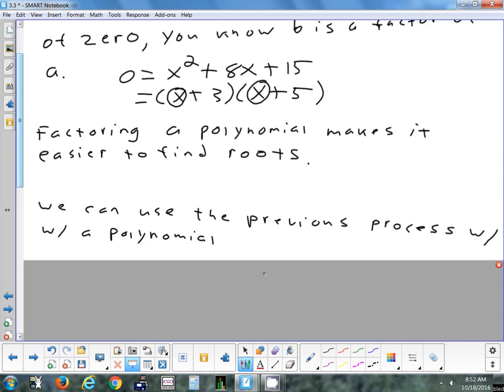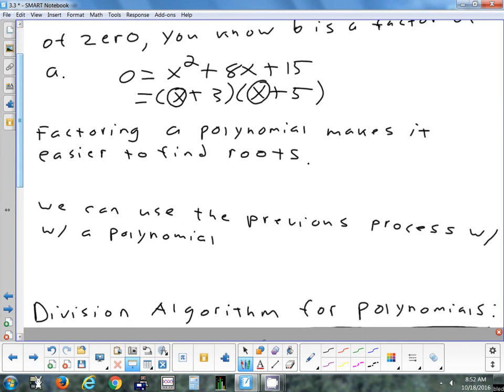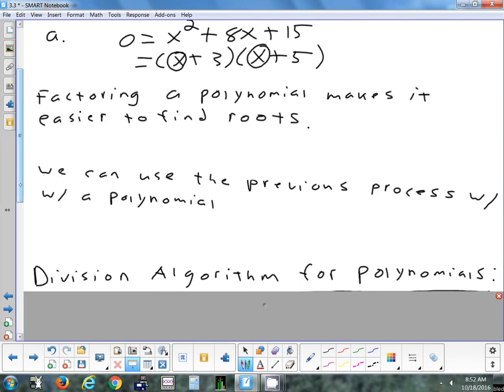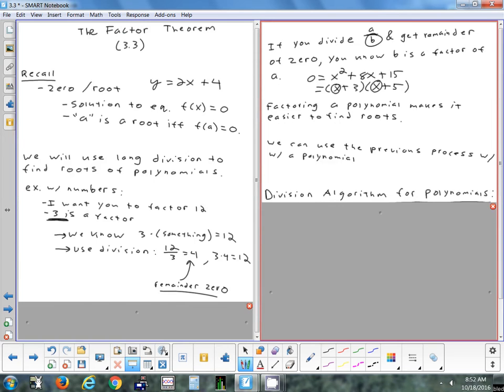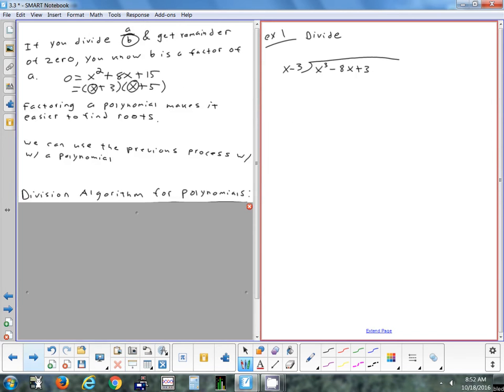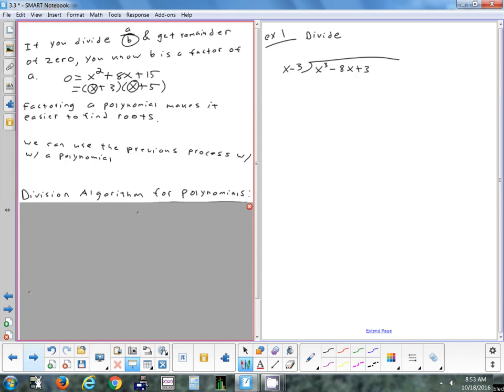So I'm going to show you how to use that exact same process we just did: the 12 divided by 3, getting the remainder of 0, and looking at the quotient. I'm going to show you how to do it with a polynomial. I think the easiest way is, as I show you each step in the written out rules, it's probably easier if I just actually do it so you can see how it works.